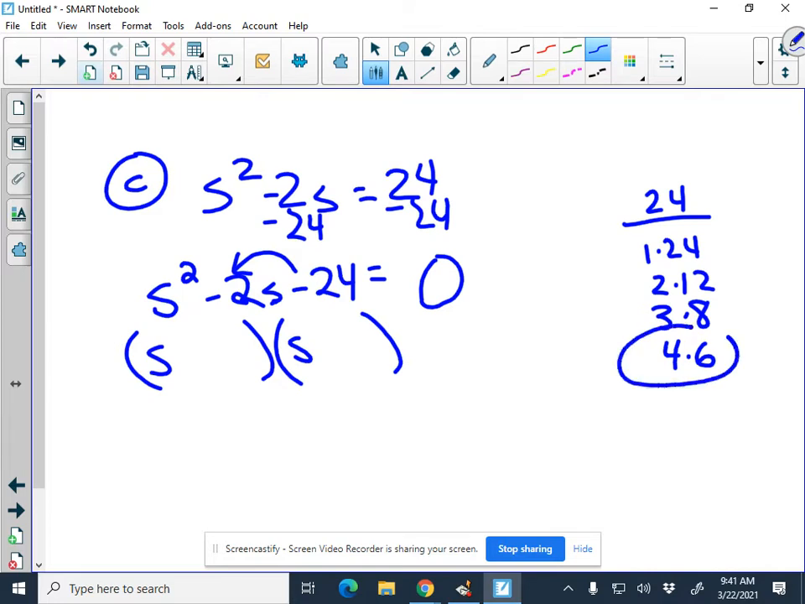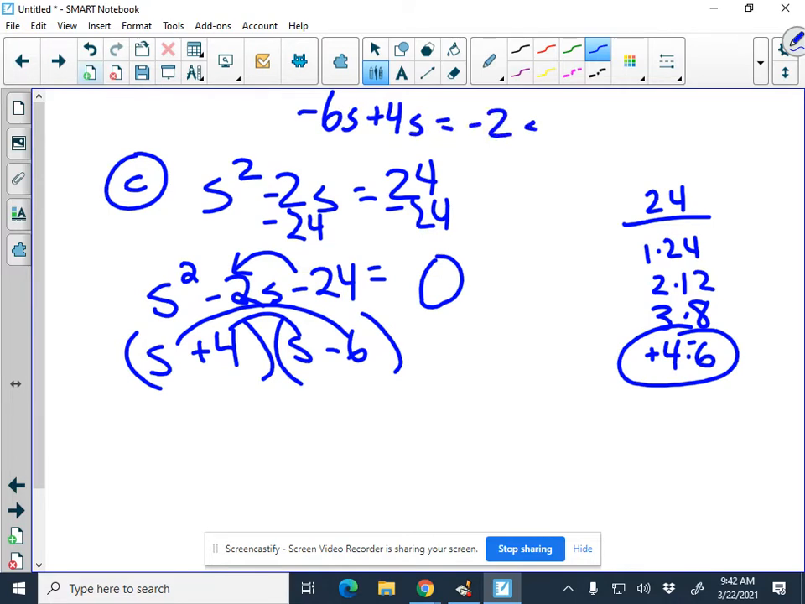Which ones are 2 apart? 4 and 6. I want a negative 2, so I'm going to make the 4 positive and the 6 negative. So plus 4 minus 6. In case you've forgotten, that's negative 6s, that's positive 4s. Put them together, you get the negative 2s. 6 times 4 is 24, and it would be negative because one of them is negative. So now s plus 4 equals 0, s minus 6 equals 0. s equals negative 4, s equals 6. So our two answers here are negative 4 and 6.